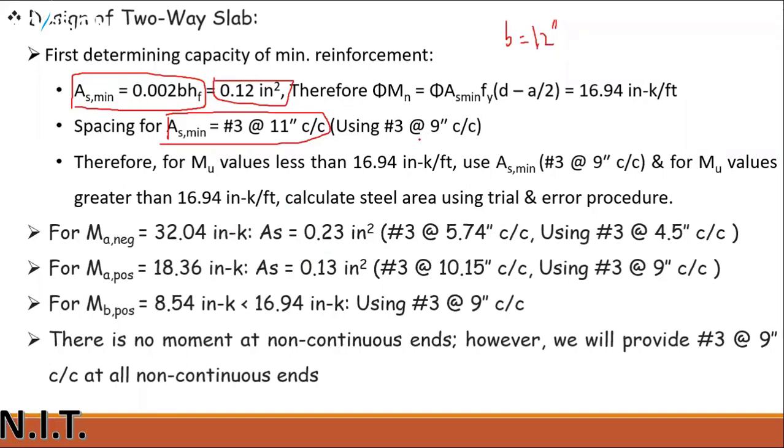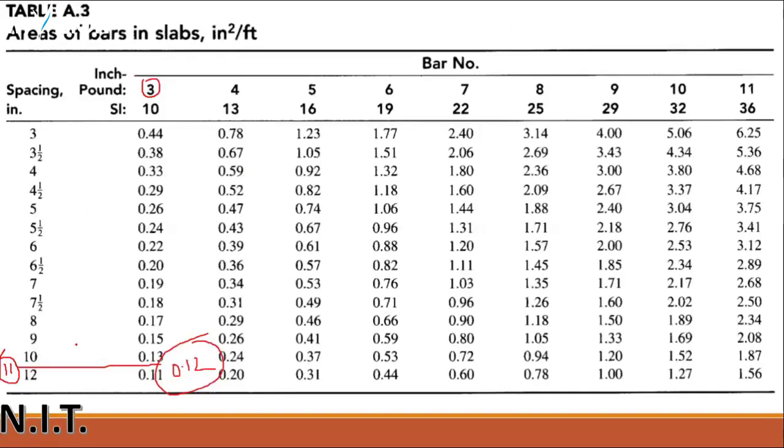And why I have selected to use number 3 at the rate of 9 inch center to center, I will explain after a few minutes. Okay, now you have already decided that AS minimum is 0.12 inch square, and the bar selection for AS minimum is number 3 at the rate of 11 inch center to center, using this table.